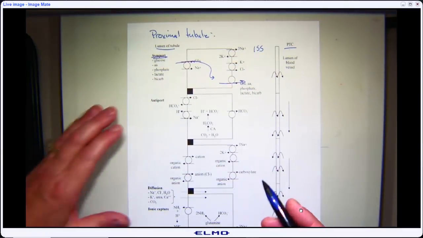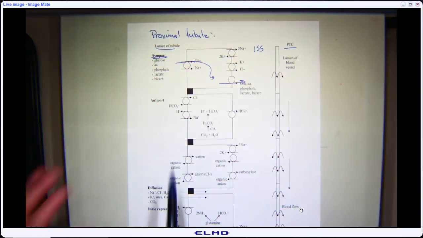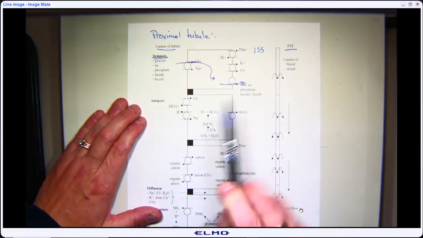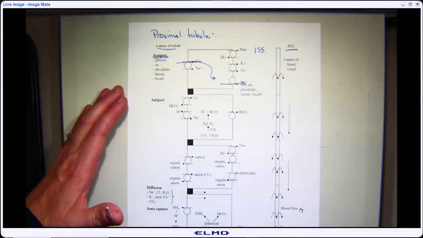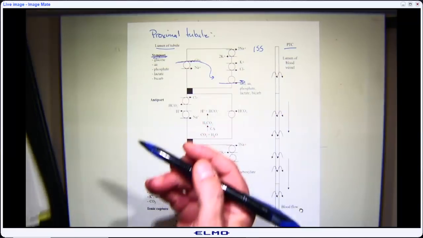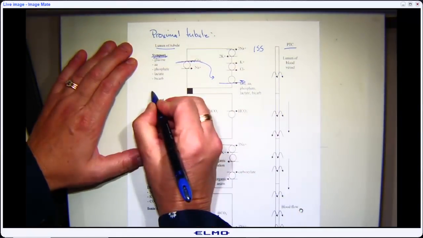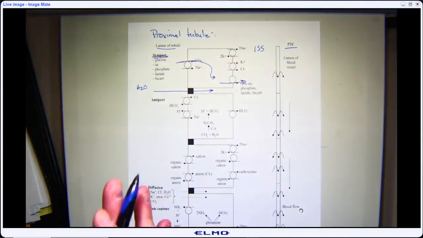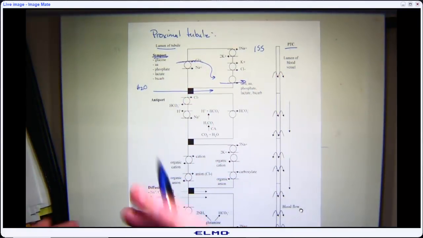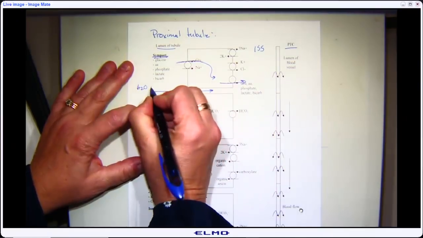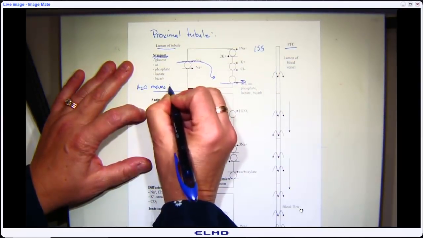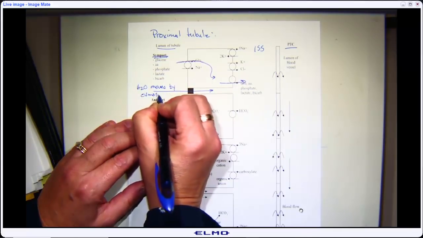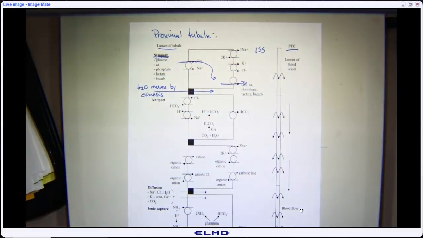Important here, too, is that water is moving. If I move all kinds of stuff like glucose into the interstitial space, water will be drawn to dilute, okay? So really critical is that water moves by osmosis, right? So we can get water movement secondary to the movement of all this good stuff.